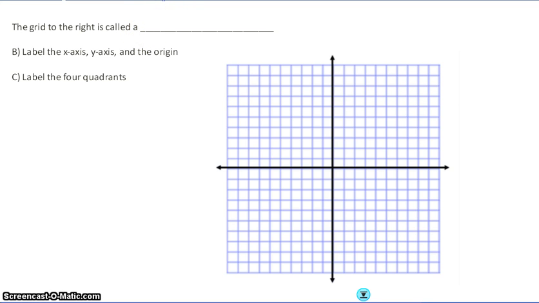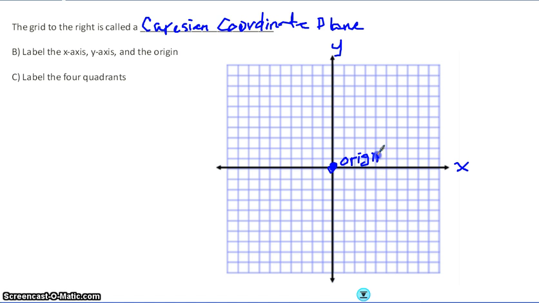This grid a lot of you have been using for a long time. It is actually called a Cartesian coordinate plane. Cartesian was the mathematician that really brought this into the mainstream, which is why it is named after him. Most of you either call it a coordinate plane or an XY axis. So if you call it an XY axis, that is fine as well. I'm assuming you know where X and Y is, and the origin is right here at the center, and it is the point 0, 0.